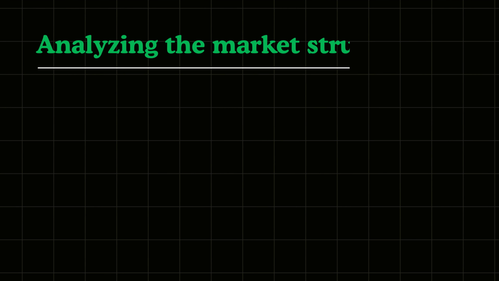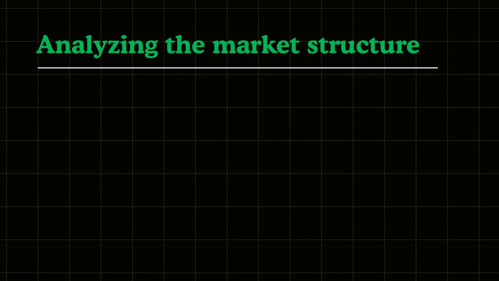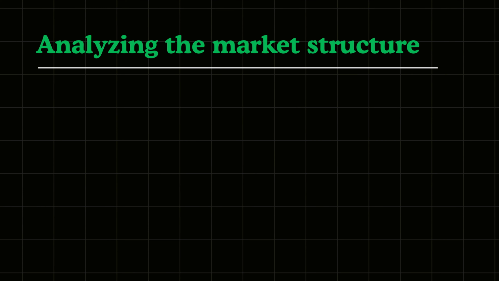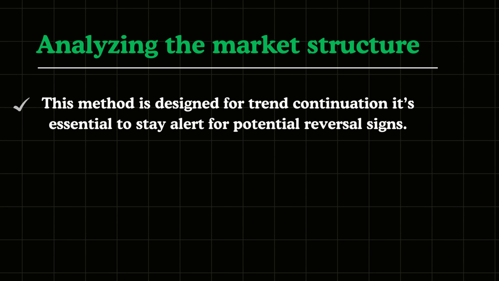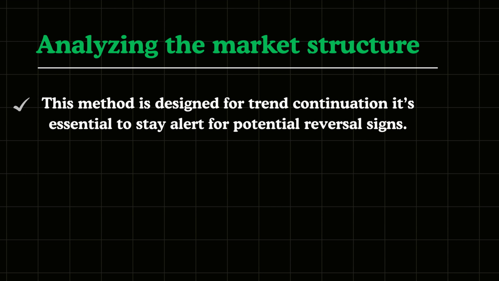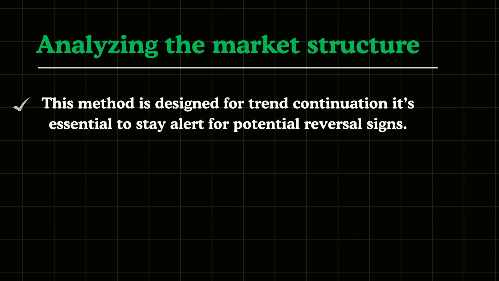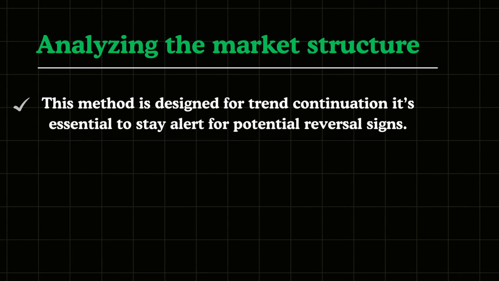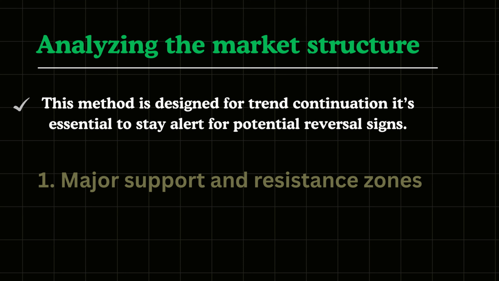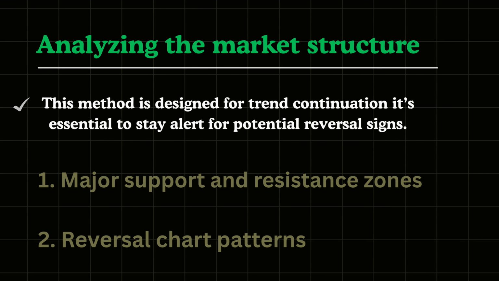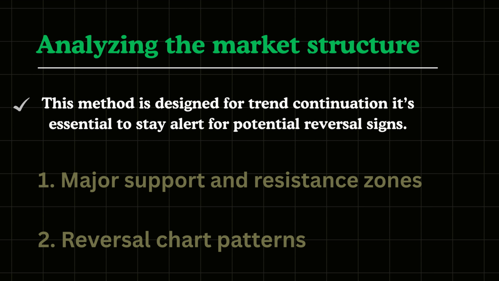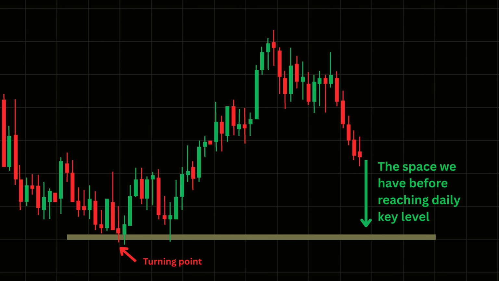Before executing any trade using this strategy, there's one final and crucial concept we need to cover: understanding the market structure. Since this method is designed for trend continuation, it's essential to stay alert for potential reversal signs that could invalidate the setup. We focus on 2 key structural elements: major support and resistance zones on higher time frames and classic reversal patterns. Before initiating any position, it's important to check how far the current price is from the next significant higher time frame level.